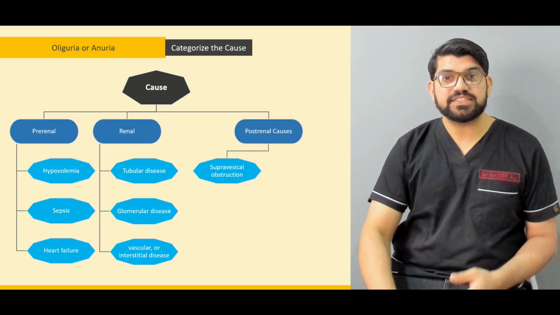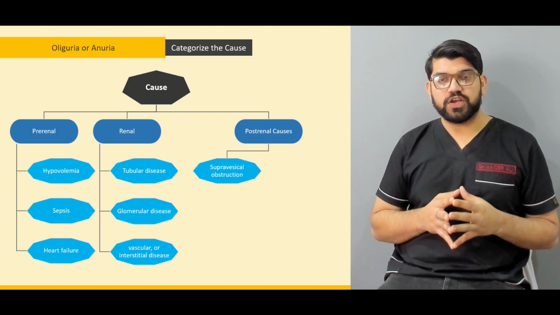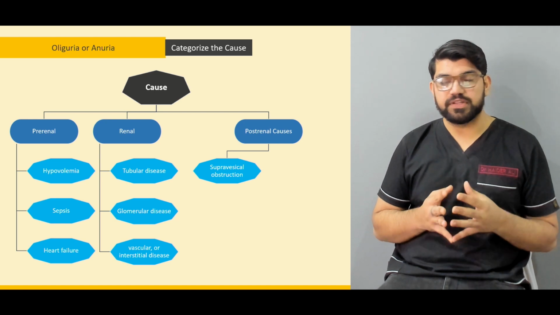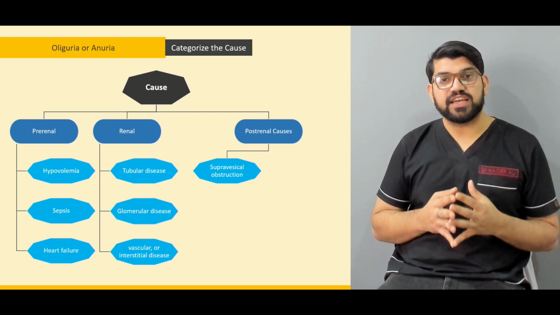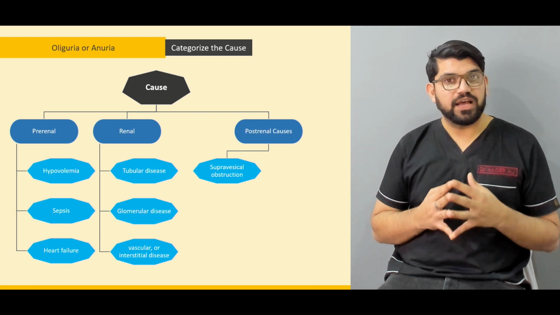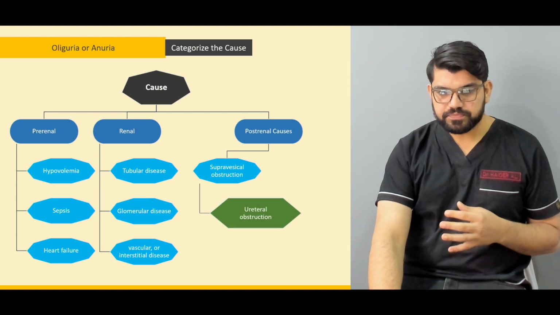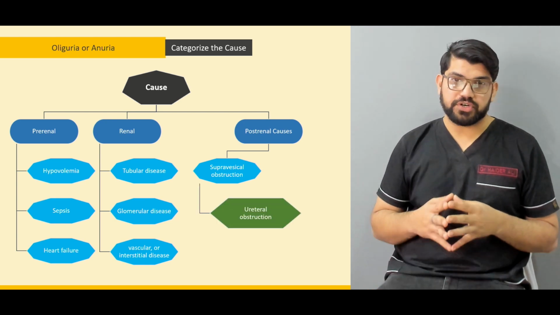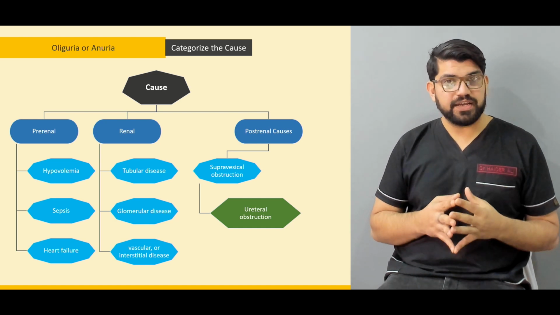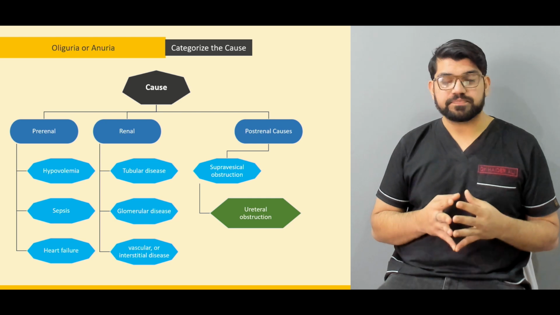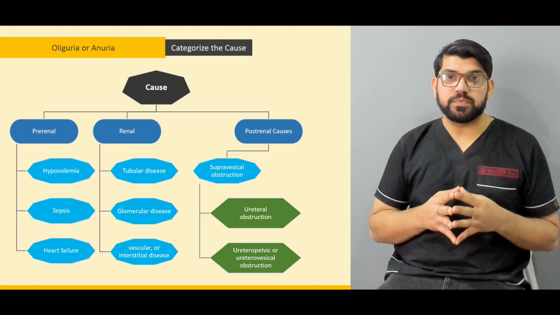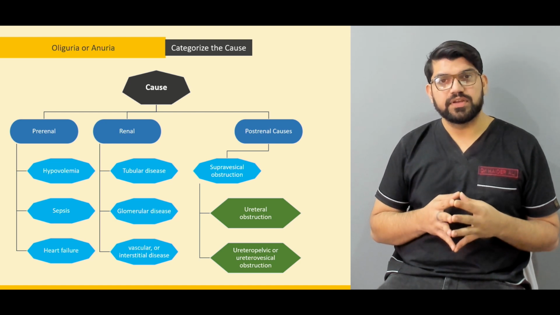Moving on to post-renal causes. Again, as I mentioned before, post-renal causes are due to the obstruction or impairment of the drainage of the kidney system and the renal system. The supravesical obstruction is rare, but can happen and can cause acute kidney injuries. Urethral obstruction might be due to urethral cancer tumors, calculi, inflammatory diseases. On the other hand, uretero-pelvic or ureterovesical obstruction can cause acute kidney injuries.